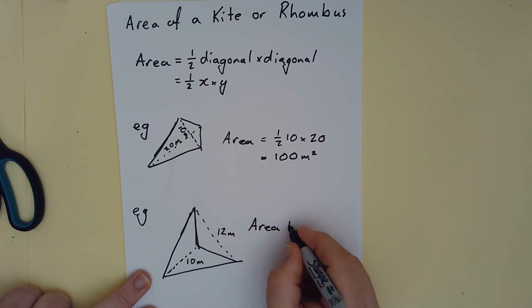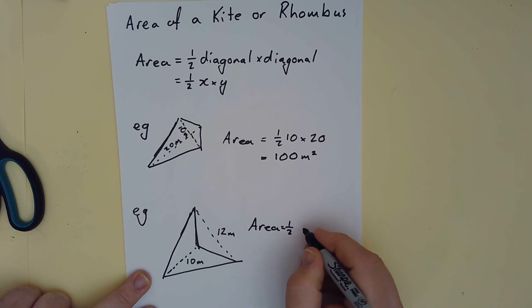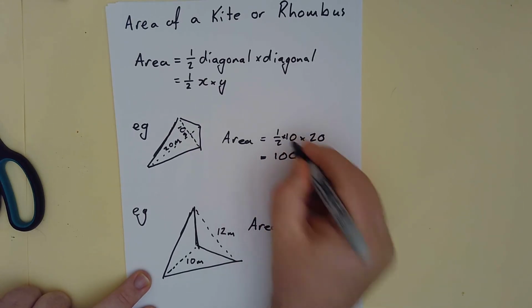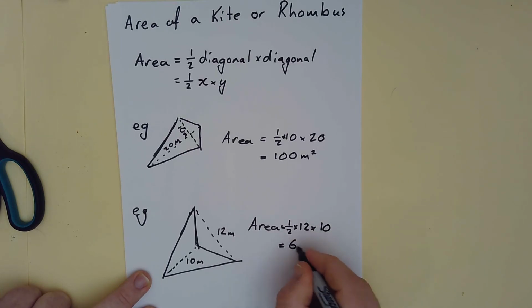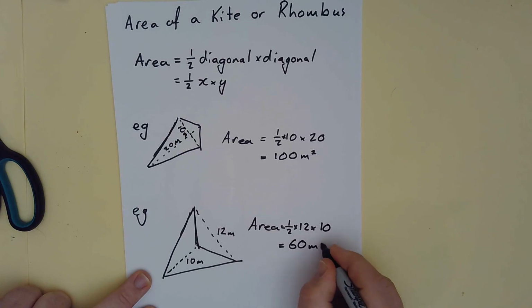So it's going to be a half of one of my diagonals, and it doesn't really matter which one I do, times the other diagonal. And I put that in my calculator, and again I said it's meters, so it becomes meters squared.